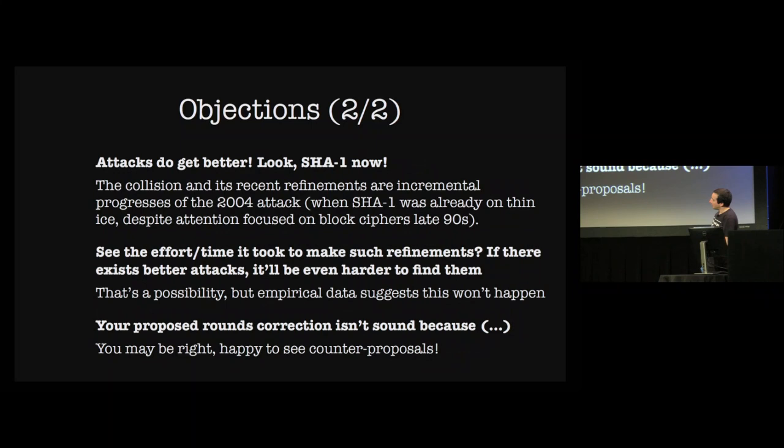On SHA-1, one might argue that it took, I don't know, 15 years to go from Wang's attack to the attacks of Marc, of Gaëtan, and Thomas. So it took all this time to do this small improvement. And if you assume that an attack exists much farther than this, it will take exponentially more time to find it, but the attack might exist. And my point is quite the opposite. I might be wrong. My point is not that the attack is hard to find, but that the attack does not exist. And another objection is that my round correction is stupid. It might be, but I'm happy to hear what you have to say about it.